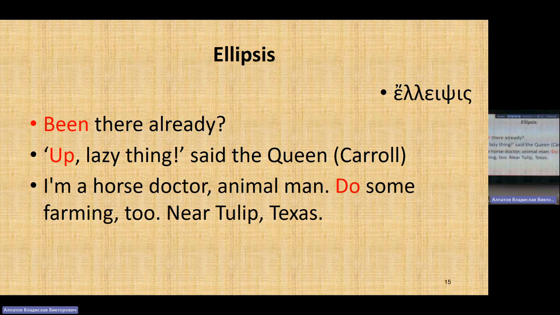And of course, ellipsis is a good means to convey the colloquial character of the speech in writing. So if you want to make somebody speak naturally, you use ellipsis. Also, one more example for this colloquialization. I'm a horse doctor, animal man. Do some farming too, near Tulip, Texas. Right? Do, I do.